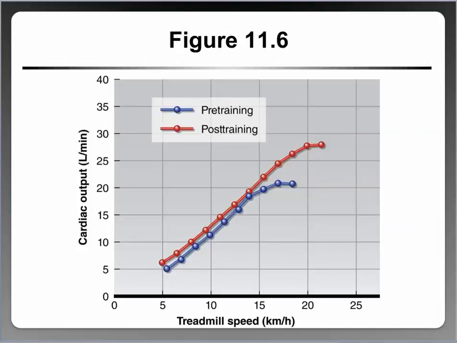And that's displayed in this figure where it gives you cardiac output at different treadmill speeds, and anywhere from 5 kilometers per hour up to pretty close to 15 kilometers per hour, there's no change. You can see there's no change between an untrained or sedentary individual versus an endurance-trained individual.